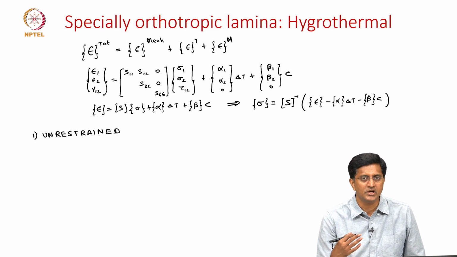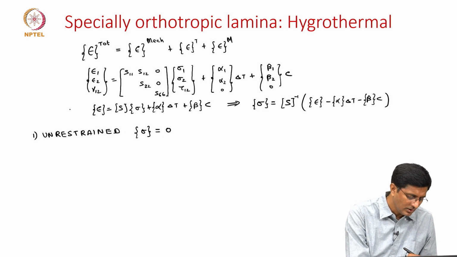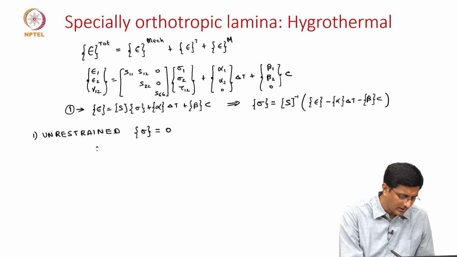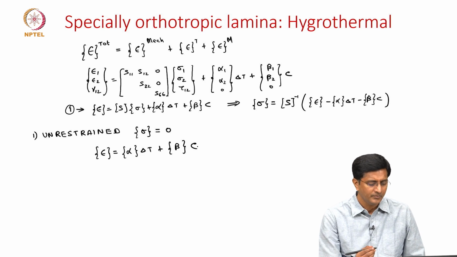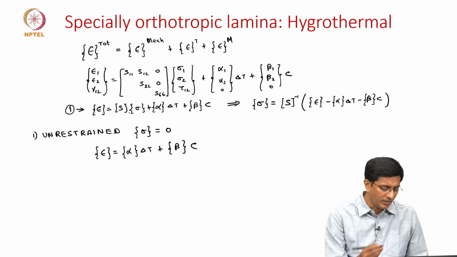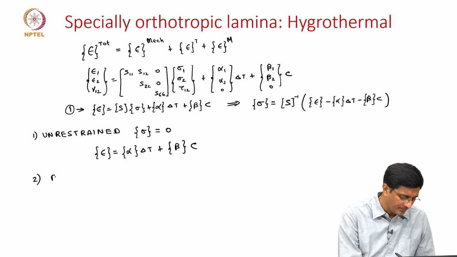So in unrestrained we say the stresses go to 0, meaning sigma equals 0. So let's plug into this equation. Let's say this is equation 1. So once we plug into that equation 1, I can rewrite it as strain epsilon is simply alpha delta T plus beta times C, right? So here we can see that the expression is much simpler because the stresses have gone to 0. But now let's look at the second possibility where it is restrained.